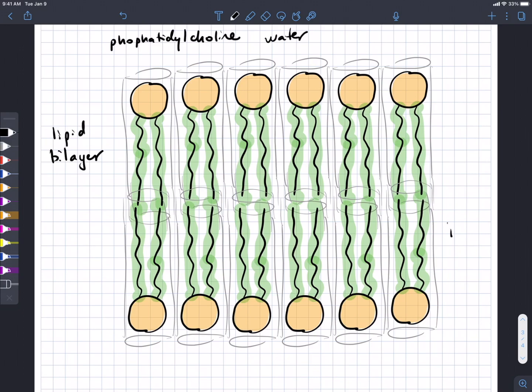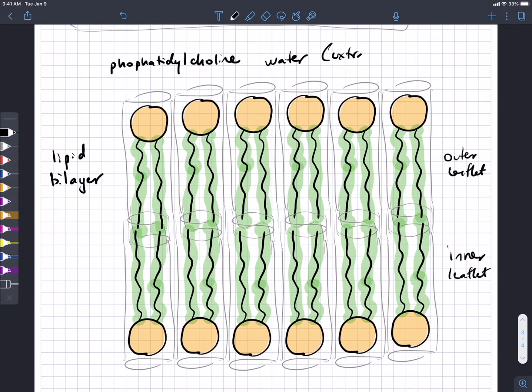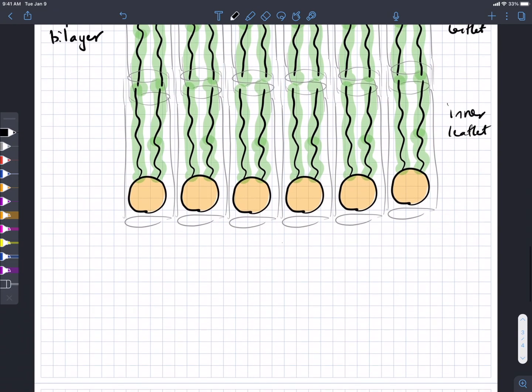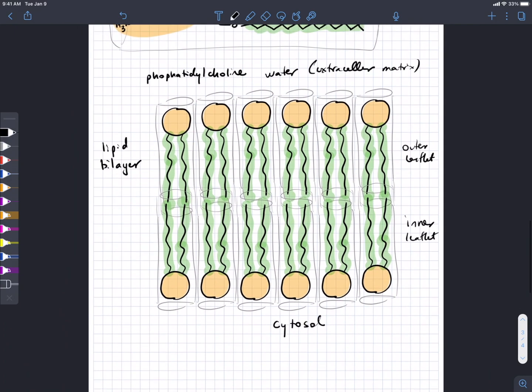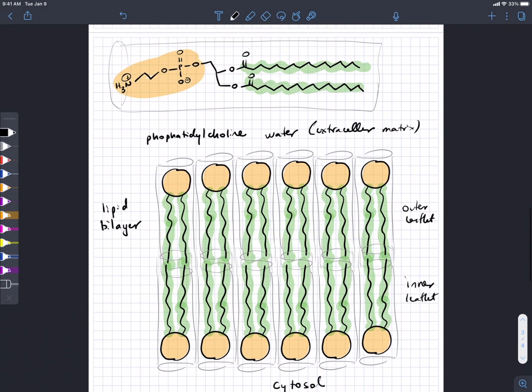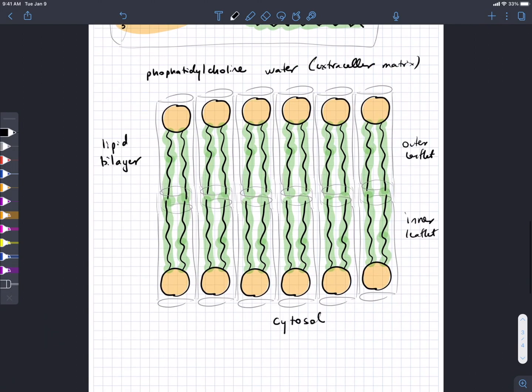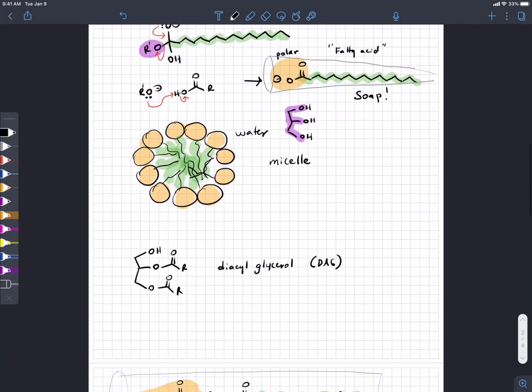This would be called the inner leaflet, and this would be called the outer leaflet. If this were a cell membrane, this would be extracellular matrix, and this would be cytosol. Okay, so that's another important aspect of ester formation. I want to show you briefly how biology deals with hydrolyzing these esters.